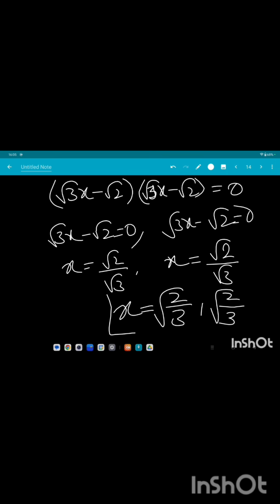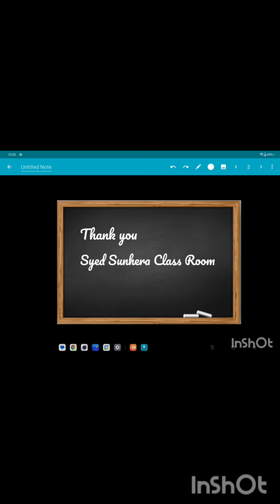This is a quadratic equation, so we will write it 2 times. This is the way we will find out the roots by factorization.